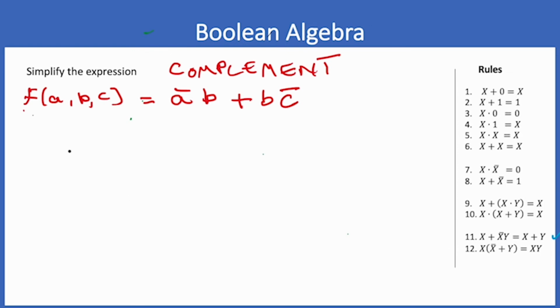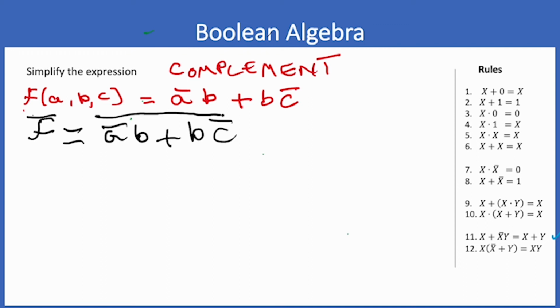All right, let's do another example. Let's complement this function here. So how are we going to complement it? Well, we're going to use De Morgan's theorem. So let's De Morganize this. So the function bar is equal to A bar B plus B C bar, and then the whole thing complemented.